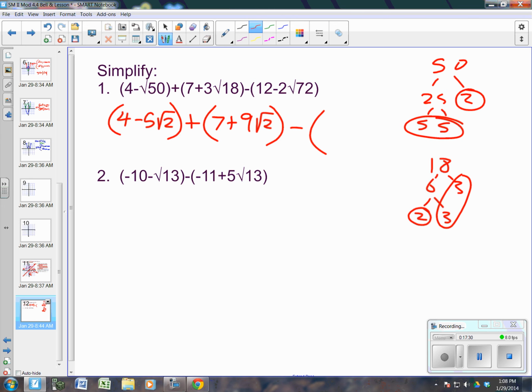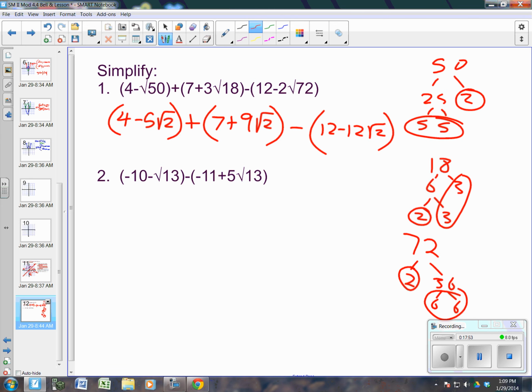Okay, 72 breaks down into 2 and 36. That breaks down to 6 and 6. And you know what? If you guys got a pair like that, you don't have to go any further. Just take one of those, and it's 6 root 2. But it has a 2 in front of it, so 2 times 6 is 12. So it's going to be negative 12 root 2.